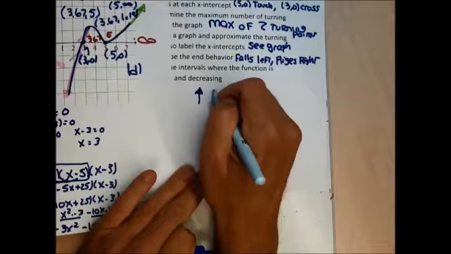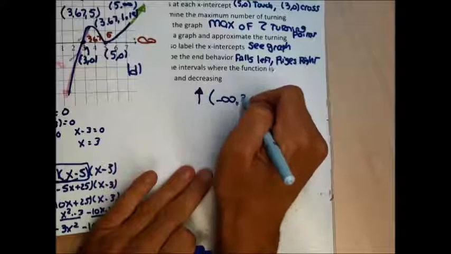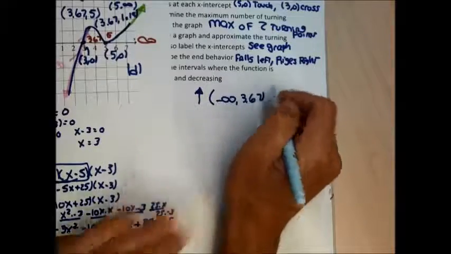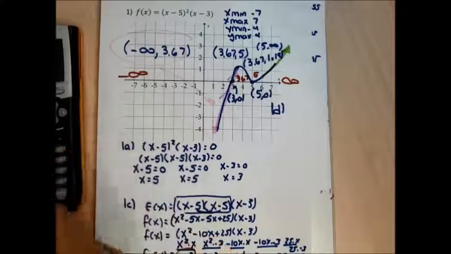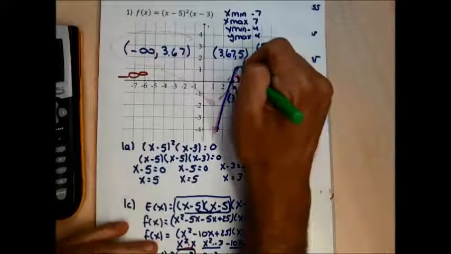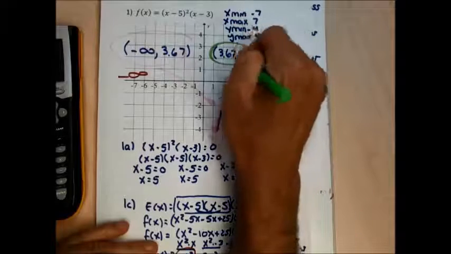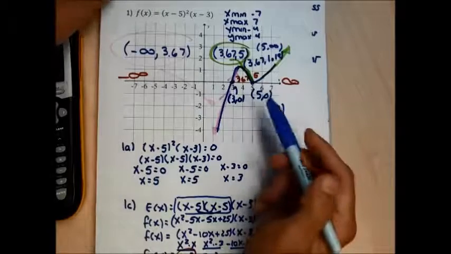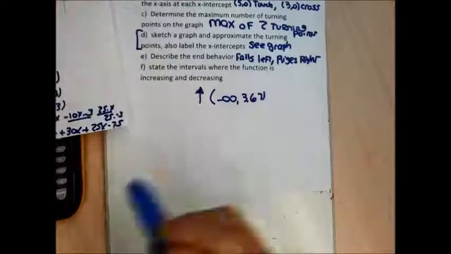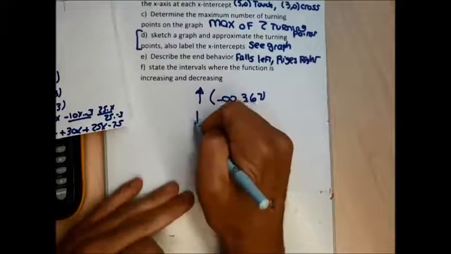And the lazy way to do the word increasing is just to do an arrow that points up. So from the start of the graph to the first turning point, the graph is increasing. And then between the first turning point and the second turning point, as I move from left to right, the graph is decreasing. That's that interval. So I'm going to say for the interval 3.67 to 5, the graph is decreasing with a down arrow.